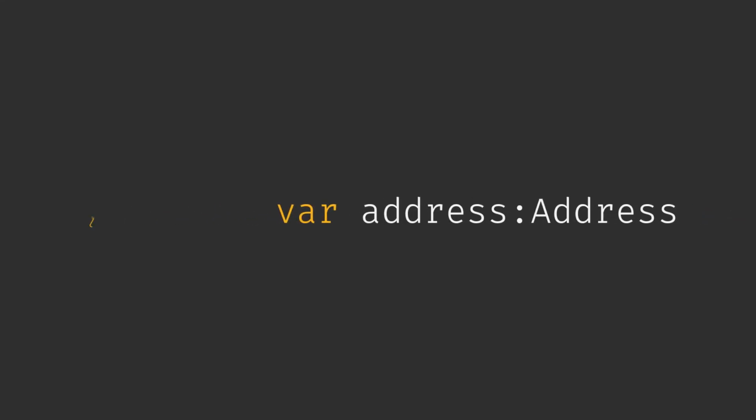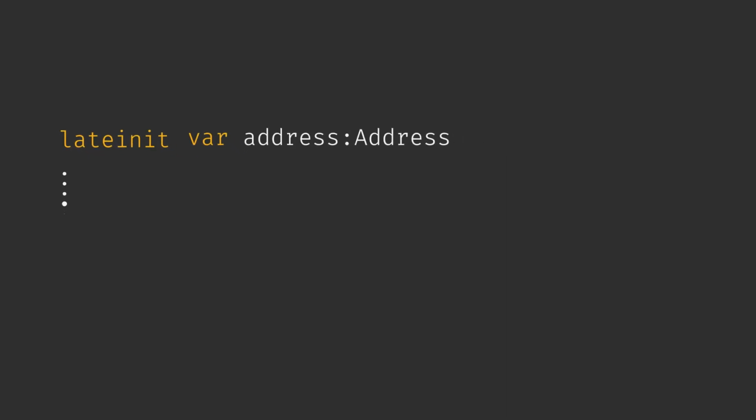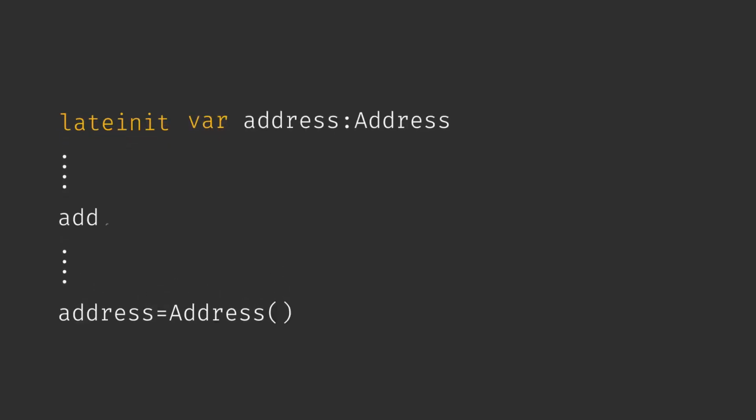We have to promise the compiler with the lateinit modifier. Then we are allowed to initialize it later. Now what if someone tries to access it before being initialized? It throws an uninitialized exception instead of a null pointer exception.